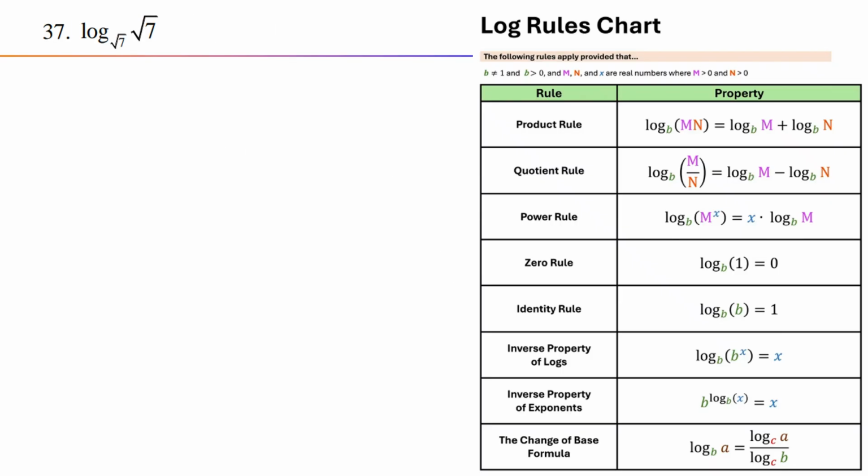Now, the base is the square root of 7. So identity rule, what they say is equal 1. So you don't have to think. It's the same value, that is equal 1. The base in this case is square root of 7.